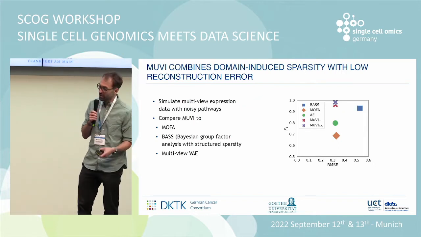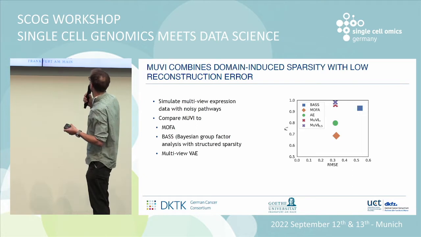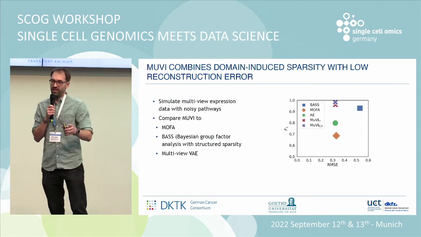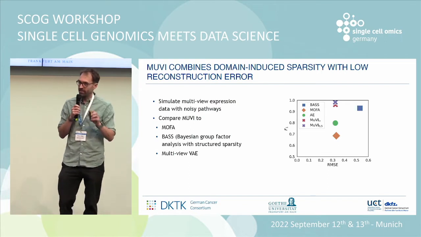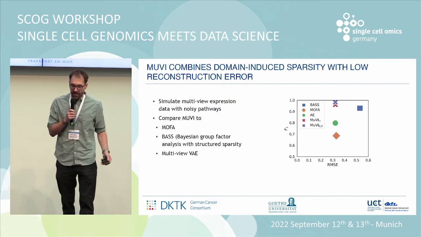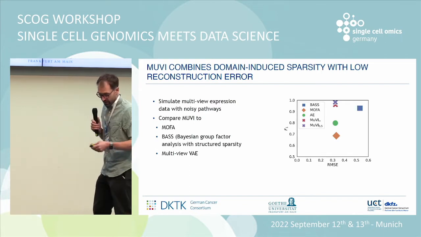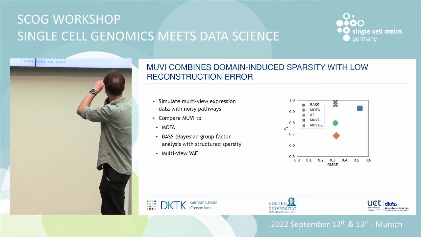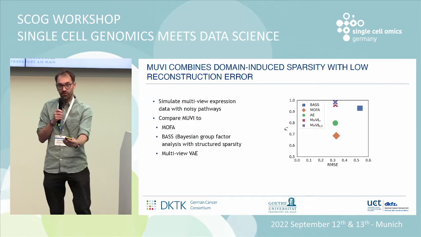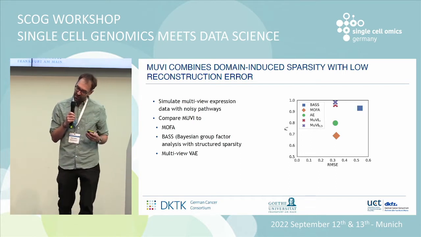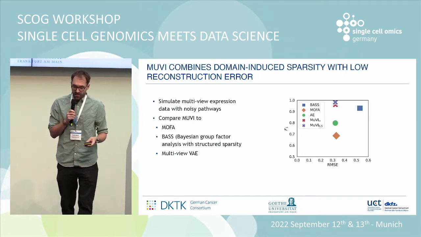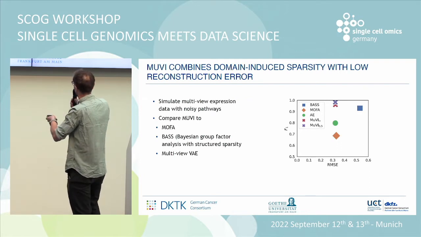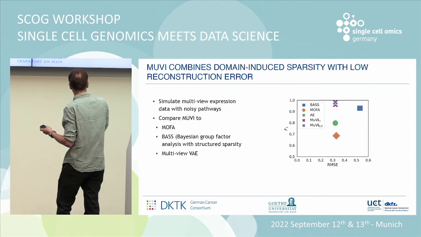So we then looked at how well these models actually recover the true sparsity pattern that we can simulate, and how well they are able to reconstruct the data. What you can see here in this image is that our model has the sweet spot of having a very high F1 score in terms of recovering true sparsity, but also a low reconstruction error. The BAS model also works quite well in terms of F1 score, so it recovers the sparsity very well, but it's not so great in terms of its reconstruction error.